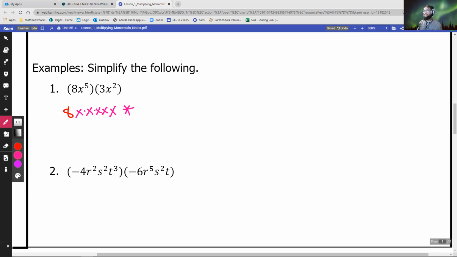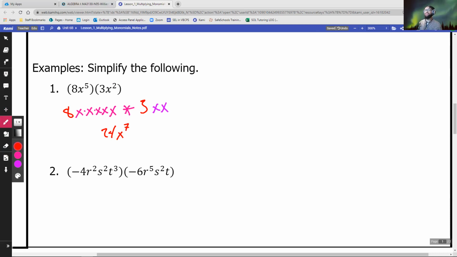Times my 3. I want that one in red. Times my 3, and my x squared is going to be x times x. What we end up doing is multiplying these numbers, the 8 and the 3, and we end up with a 24. And then x to the 5th times x squared. We add these x's together. 1, 2, 3, 4, 5, 6, 7. That'll be x to the 7th. All right. And we write it all at once.